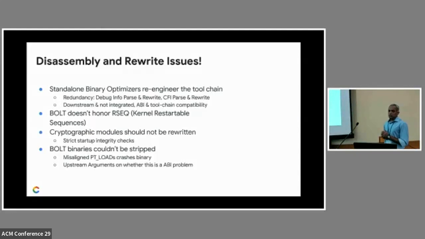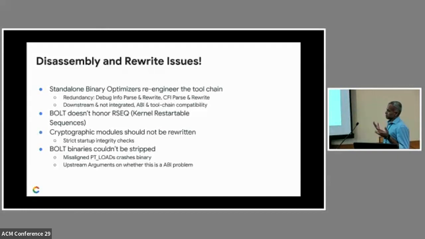Also, these tools use disassembly and rewrite to optimize binaries. Disassembly is known to be inexact and is very difficult to debug, especially with CISC architectures. Also, these tools are built as standalone binary optimizers, and they re-engineer the toolchain, so there is significant redundancy. For example, Bolt does its own debug info parsing and rewriting. It also does call frame information parsing and rewriting. These tools come in downstream, and they're not integrated well with the toolchain. So this is yet another tool to consider when designing new features for ABI and toolchain compatibility. While we evaluated Bolt, we ran into such issues: Bolt doesn't honor kernel restartable sequences, so we could not compile binaries which used them. Cryptographic modules were rewritten by Bolt, and they failed startup integrity checks.